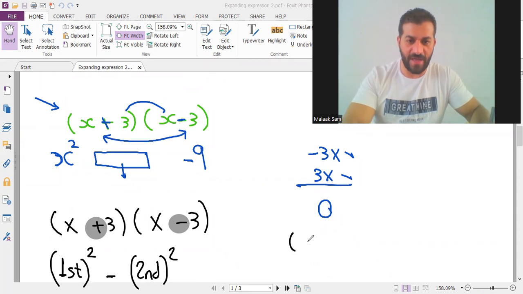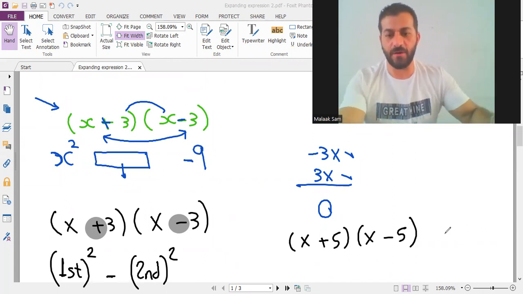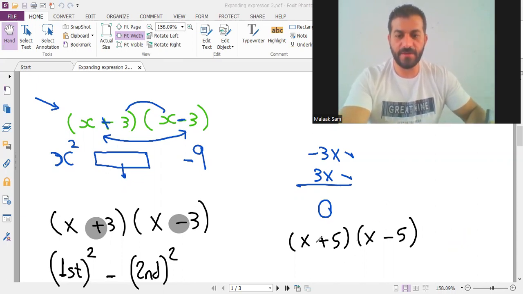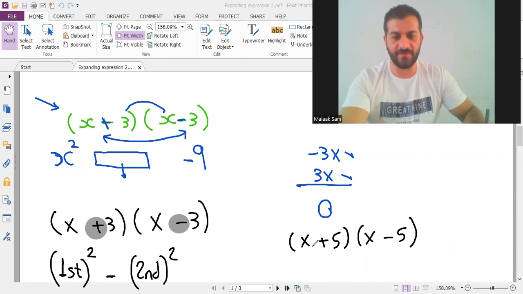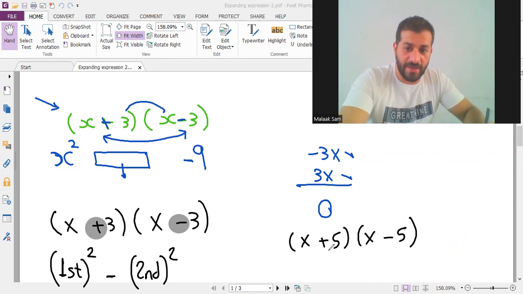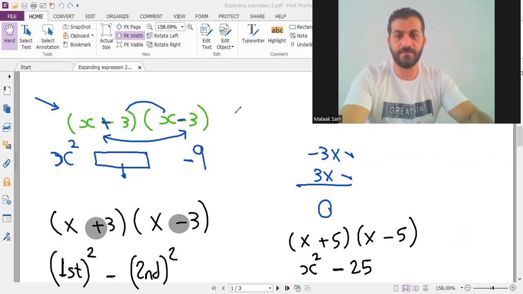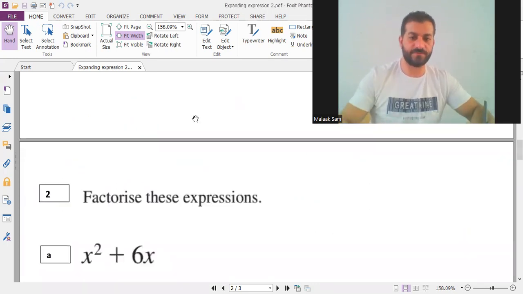So once again, if I have x plus 5 multiplied by x minus 5, what do you notice? We notice that they are the same, but different in the sign between them. So in this case, we can say simply the first by the first, because they are the same, the first square. So x multiplied by x is x squared minus 5 multiplied by itself, 25. Okay. Let's go to the next one.